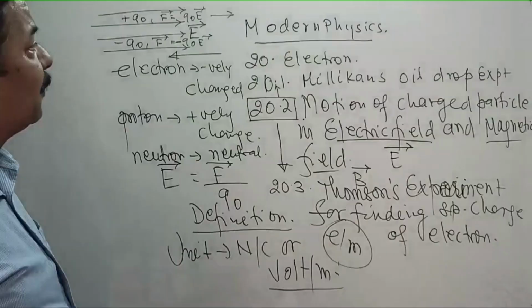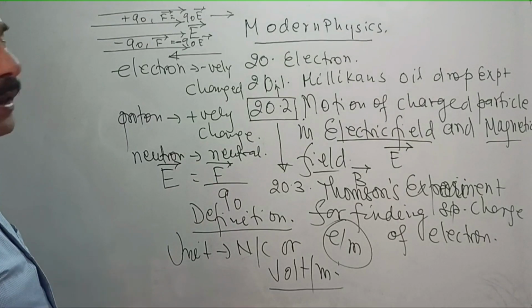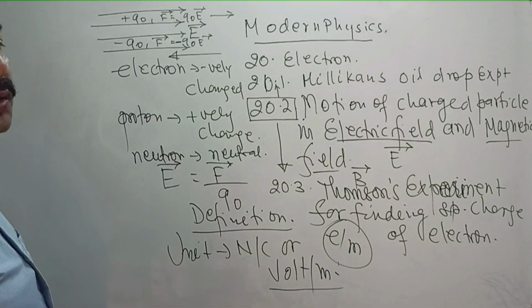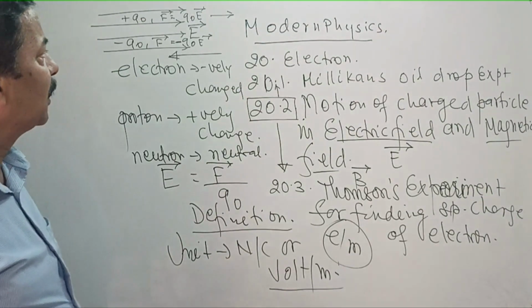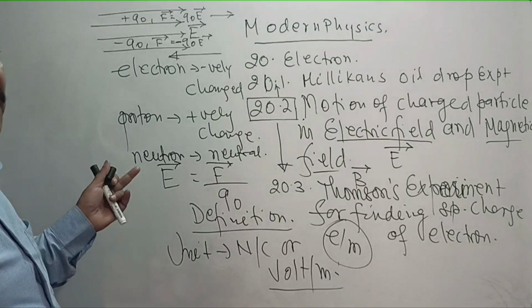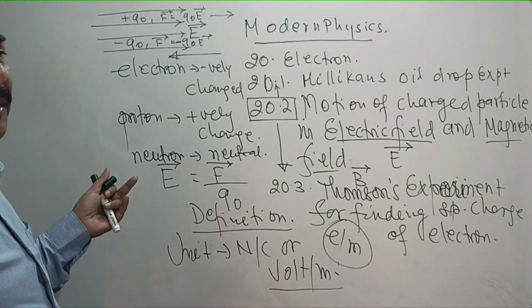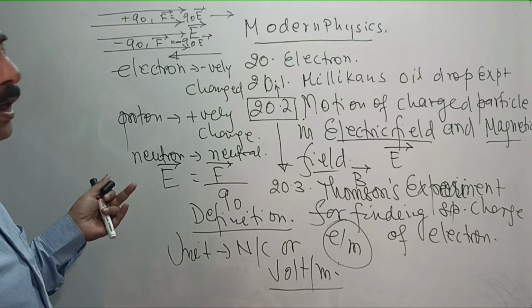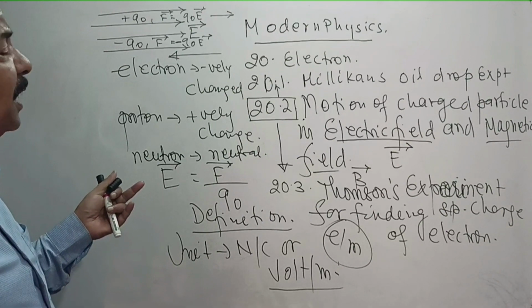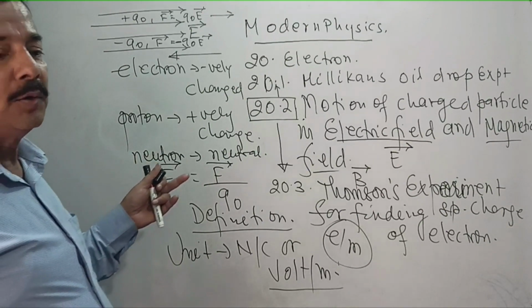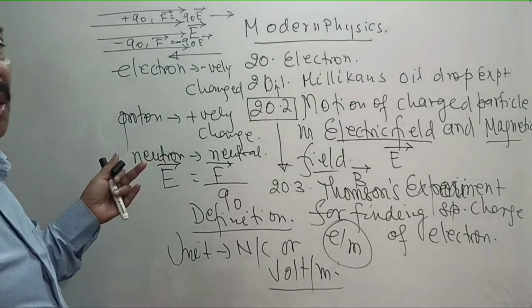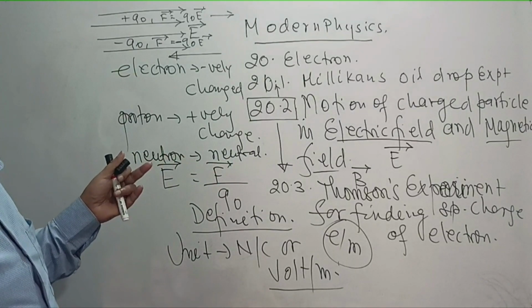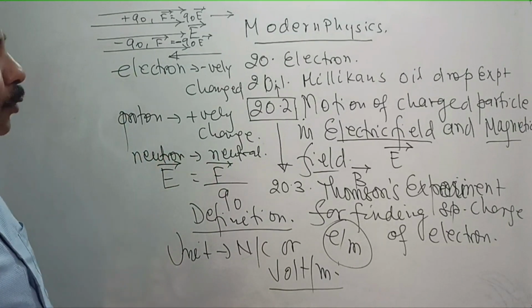If a neutron we keep here in the uniform electric field, there will be no force on the neutron, as neutron is a neutral particle. So finally we can understand that force on electron is opposite to the direction of electric field, force on proton is in the direction of electric field, and force on neutron is not there, as it is a neutral particle.